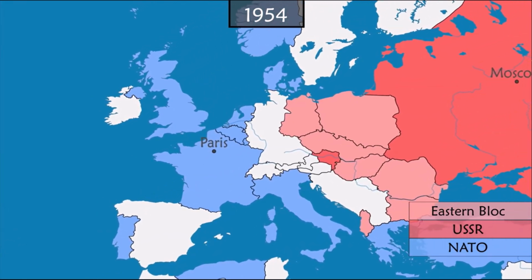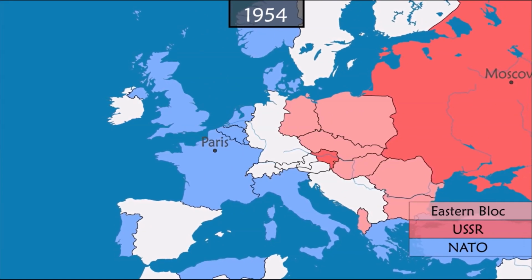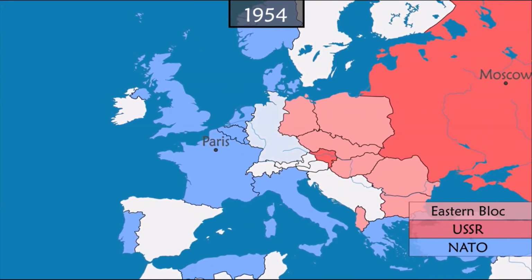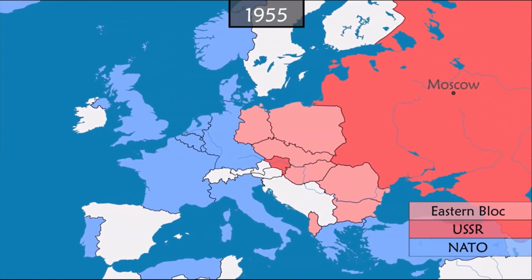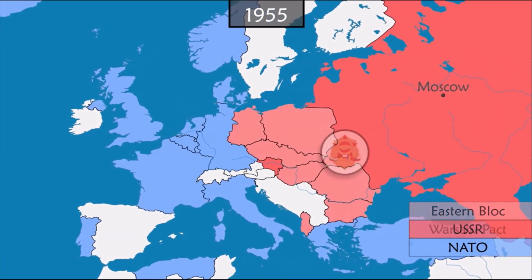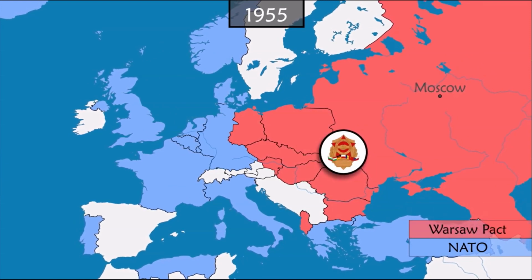In France, Parliament rejects the European Defence Community project. After negotiations, France finally authorizes the rearmament of West Germany and its integration into NATO, which becomes official on May 6, 1955.